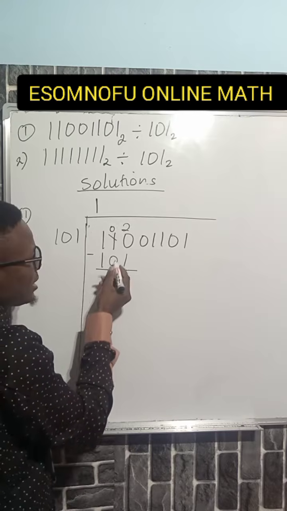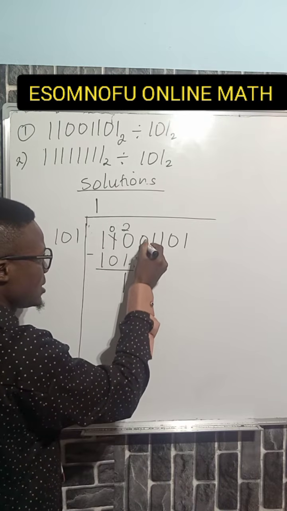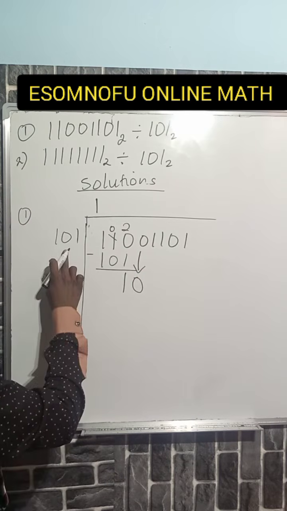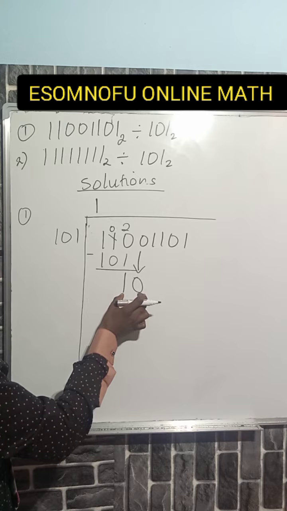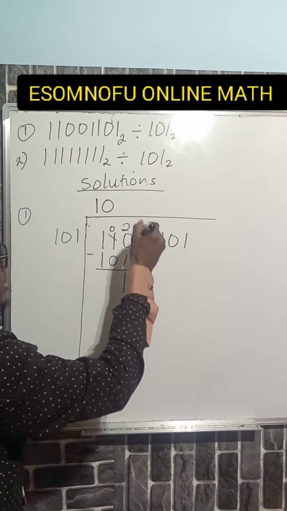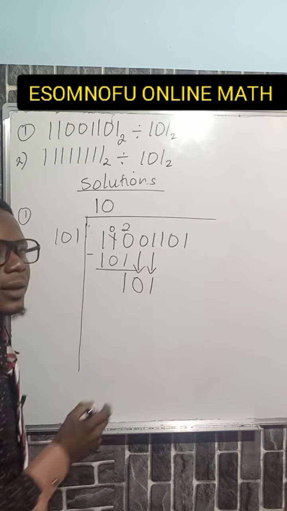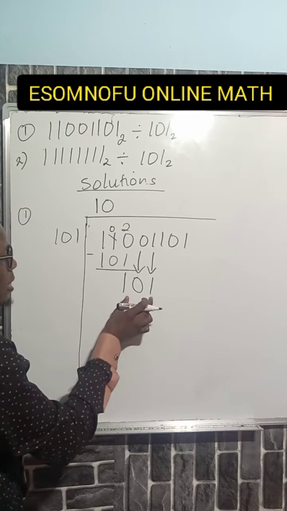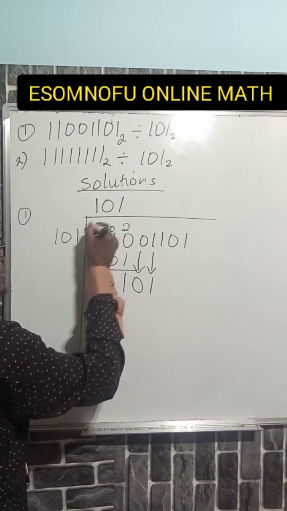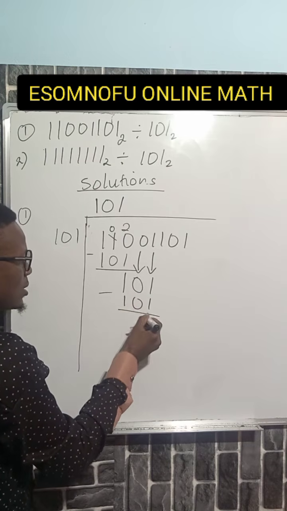Once you do that, after dividing the number you've concentrated on, bring down the next digit. The next digit is 0, you bring it down. Now 101 cannot divide 10 because 10 is smaller. Because of that you add 0. Once you add 0, bring down the next digit. The next digit is 1. Then you say 101 divided by 101 gives 1. You write your 1. 1 times 101 is 101. You subtract again, and you are getting 0.